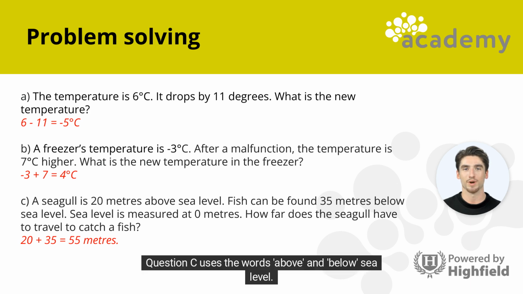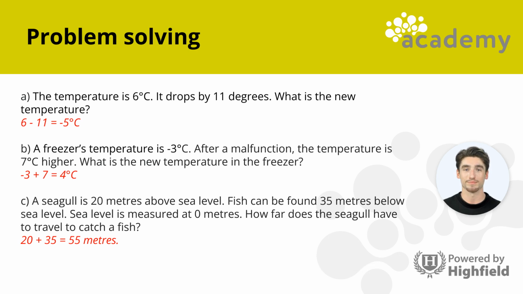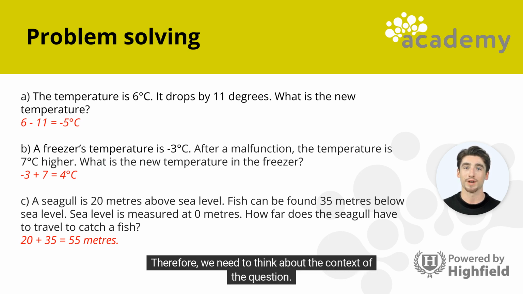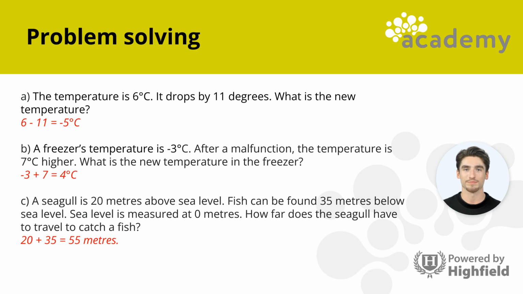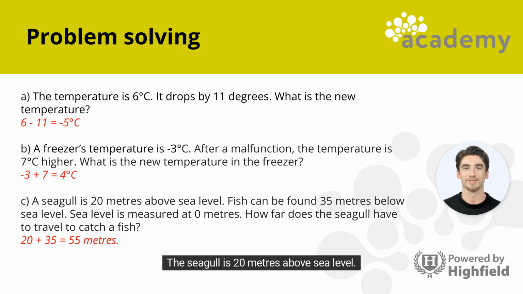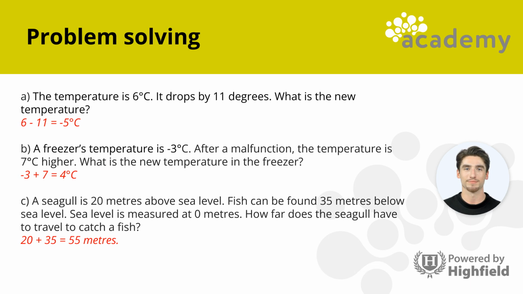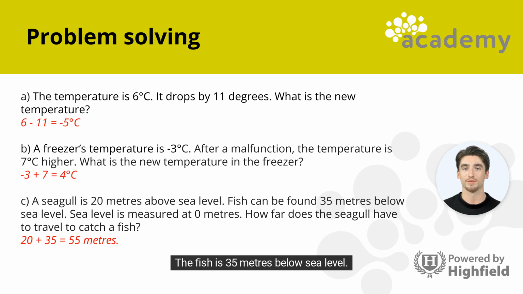Question C uses the words above and below sea level. Therefore, we need to think about the context of the question. Sea level is 0 meters. The seagull is 20 meters above sea level. We know this is a positive number because of the word above. The fish is 35 meters below sea level.